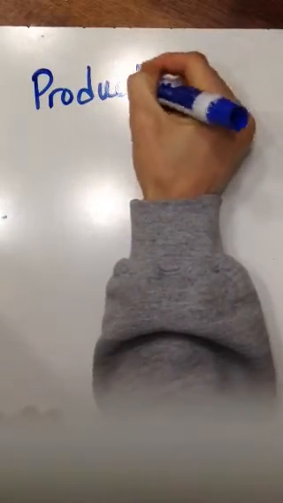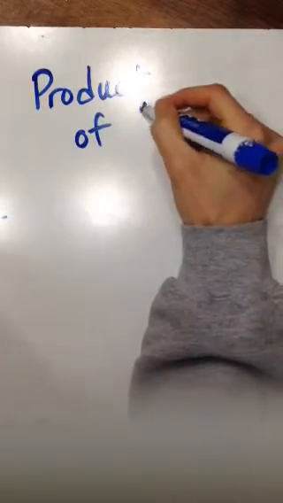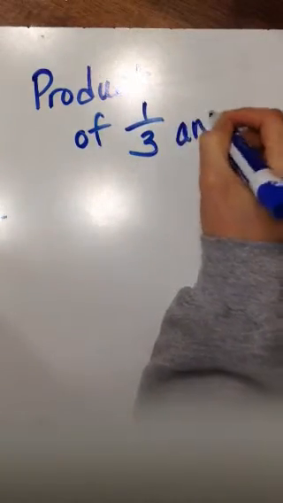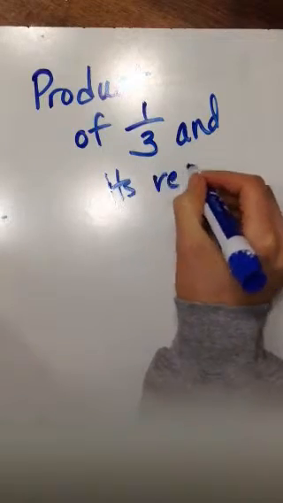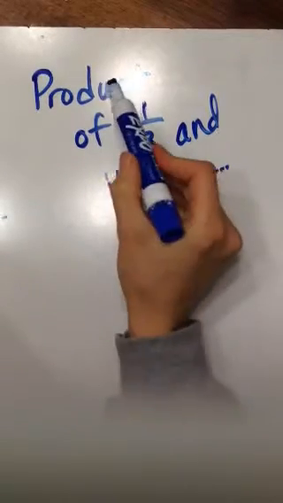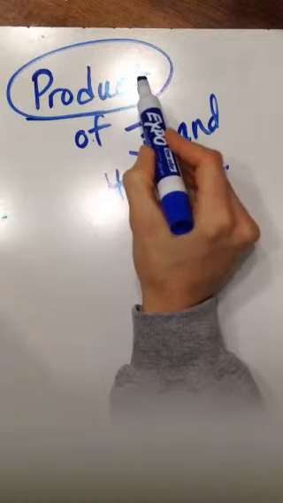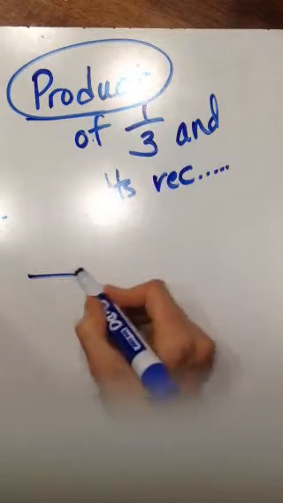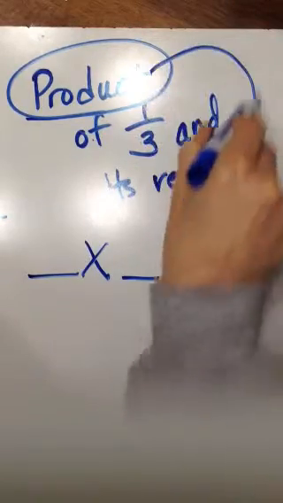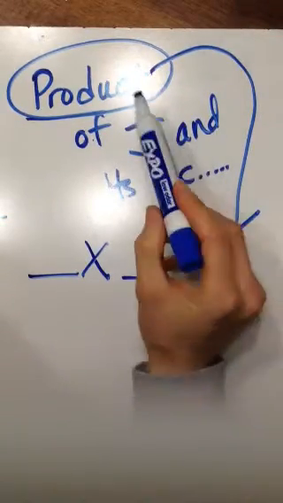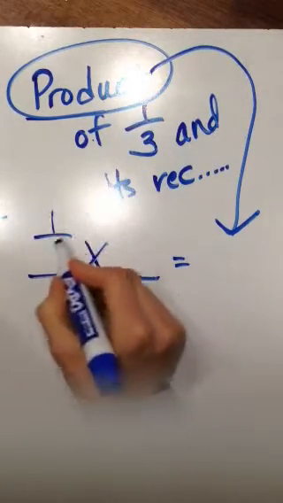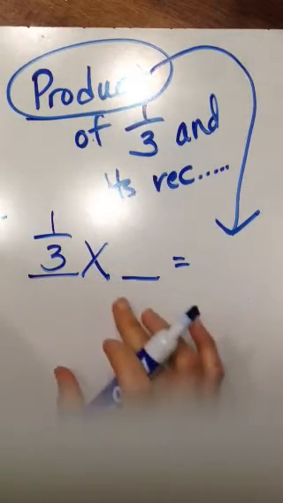Example number 2, you can read along with me. It says, what is the product of 1/3 and its reciprocal? Hopefully you remember what product means. It means the answer to a multiplication problem. So they're basically saying what times what equals, this would be my product.